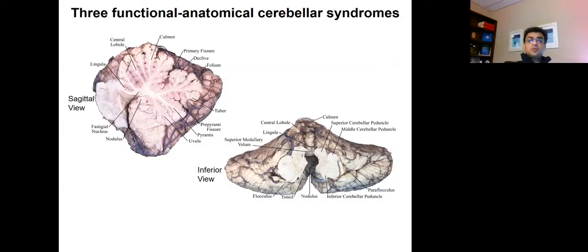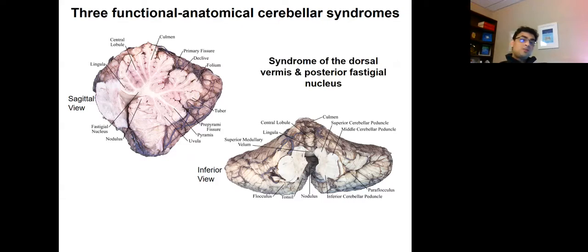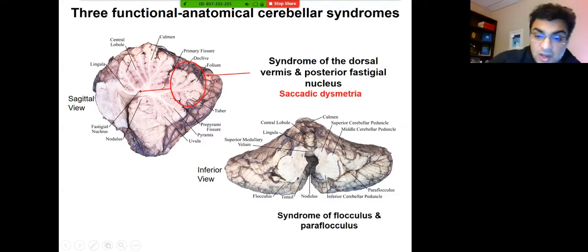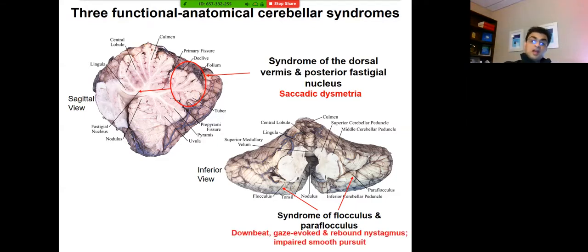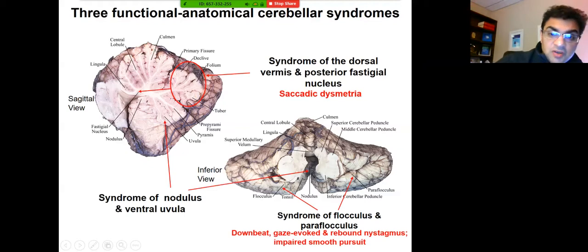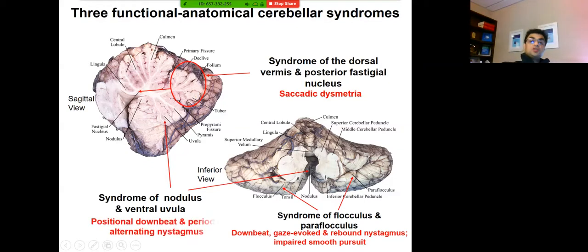I'm going to briefly go through some cerebellar syndromes. There are three functional and anatomical cerebellar syndromes. One is a syndrome of dorsal vermis and posterior fastigial nucleus, which is a deficit over here in the cerebellum. If you have that, you have a problem with saccadic dysmetria. Then you have the syndrome of flocculus and paraflocculus, which localizes to here. In that case, what you see is downbeat or gaze-evoked rebound nystagmus or impaired smooth pursuit. And then you have a syndrome of nodulus and ventral uvula, which is your vestibular cerebellum. In that case, you see positional downbeat nystagmus or periodic alternating nystagmus.